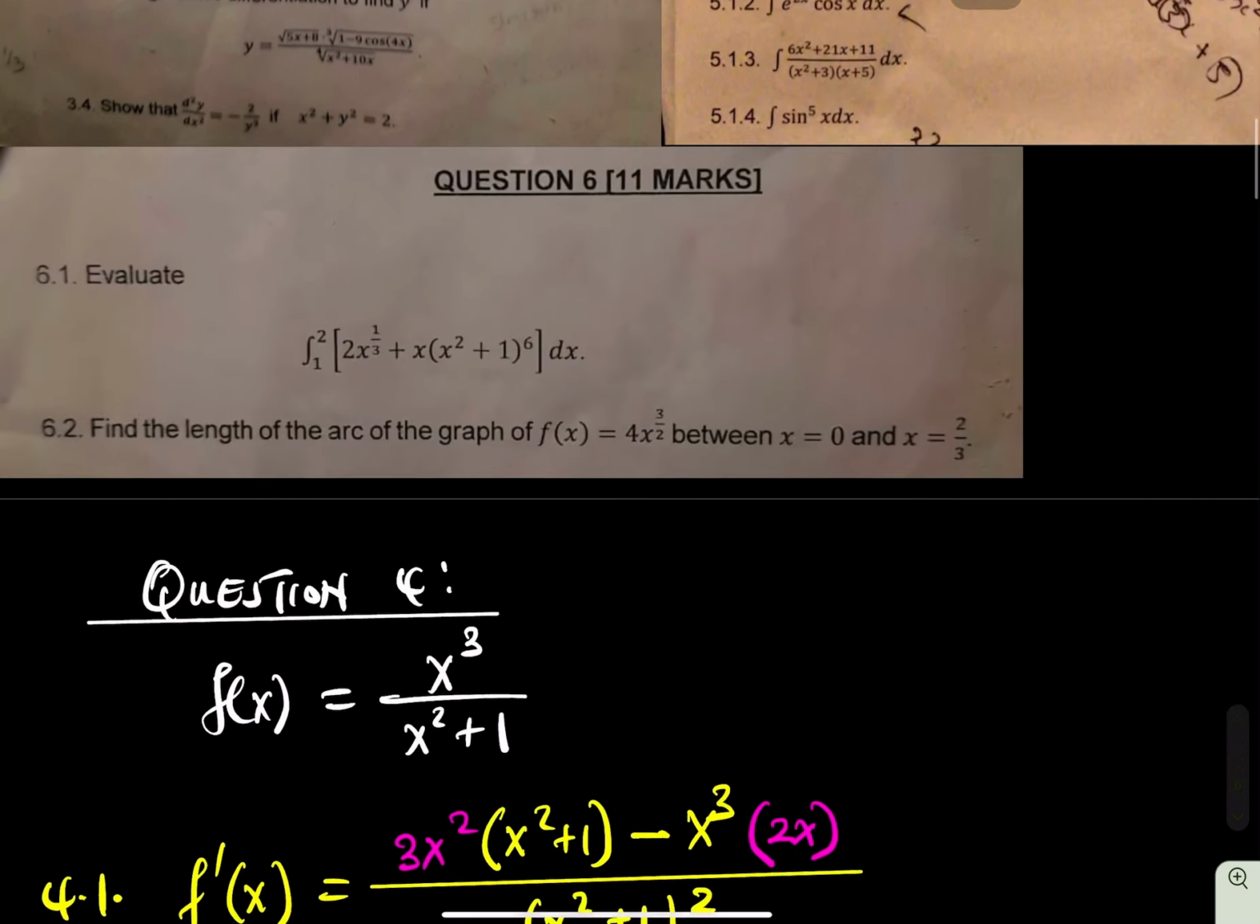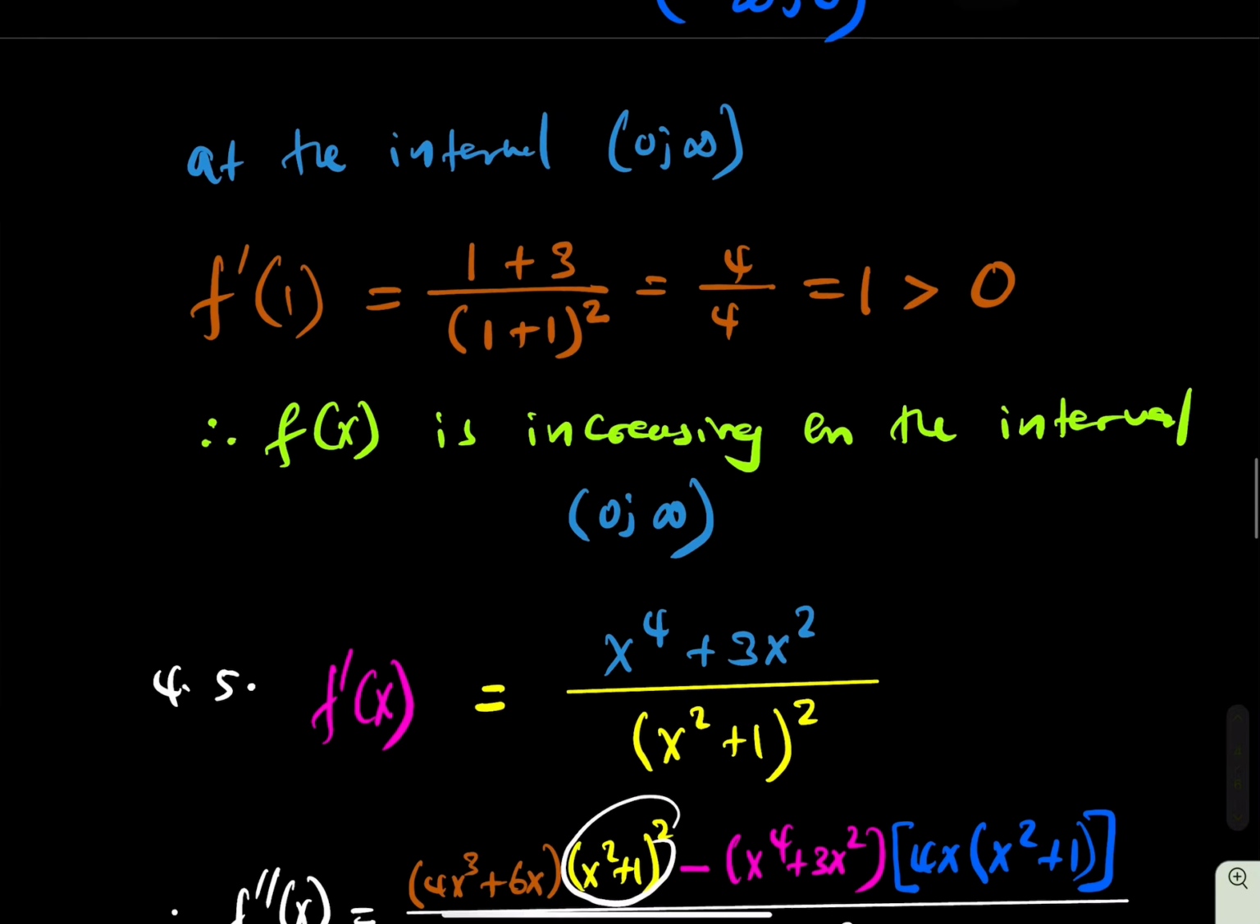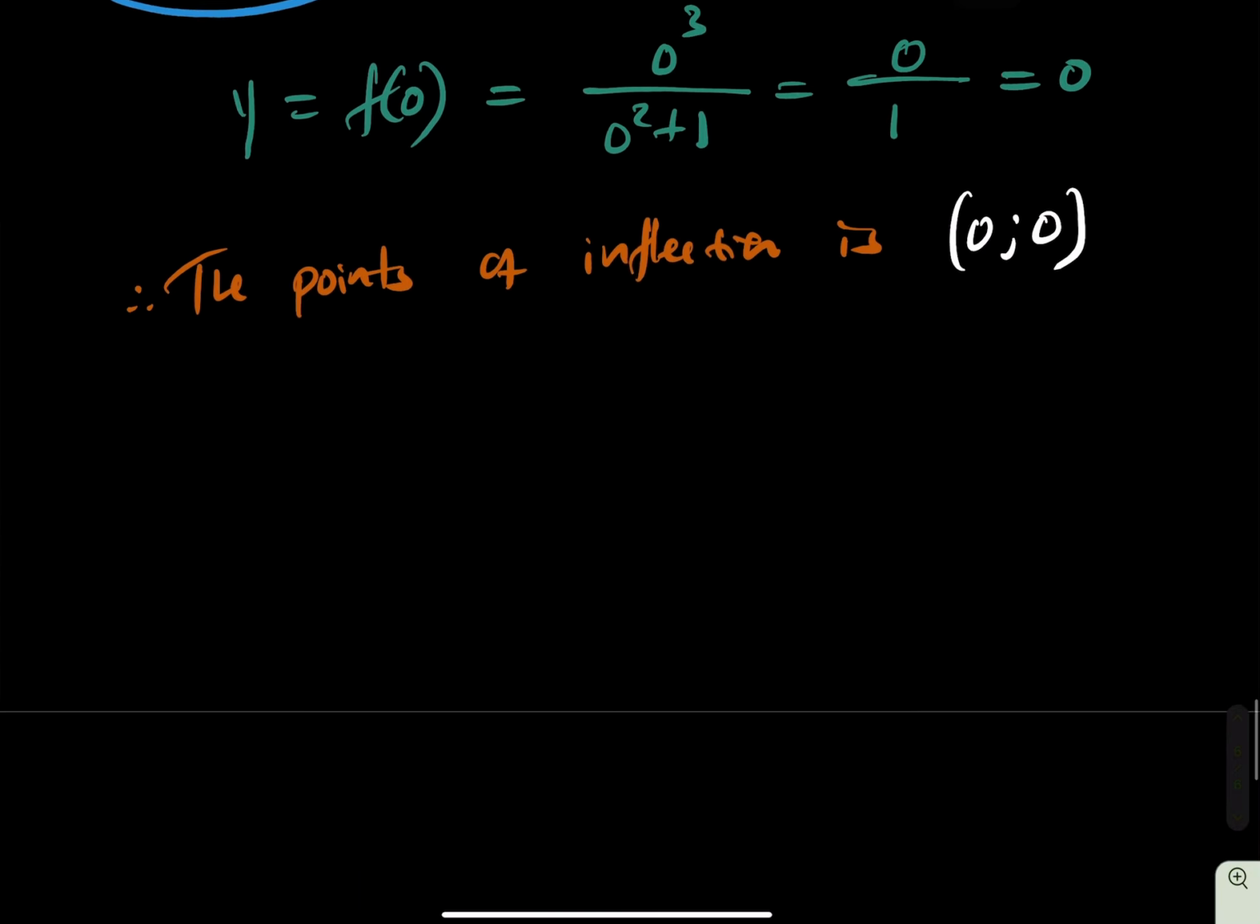Let's check now. They say 4.7, determine the intervals of concavity of the function f. So we're looking for the concavity. That means the concave down and the concave up. And that is primarily at your point of inflection. The point of inflection really determines the concave down and the concave up. It's the change in concavity.